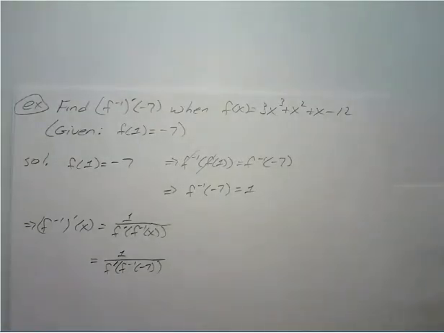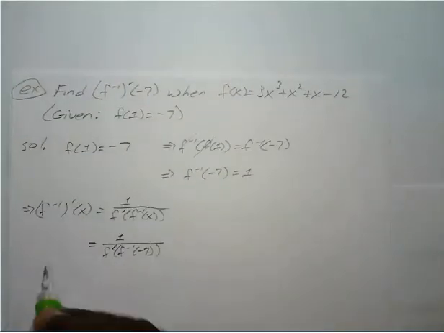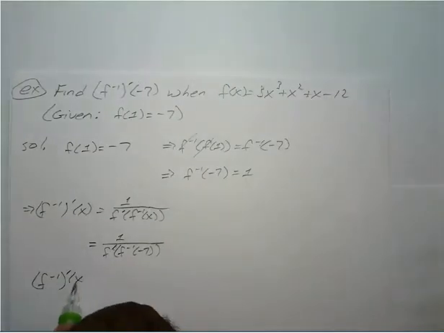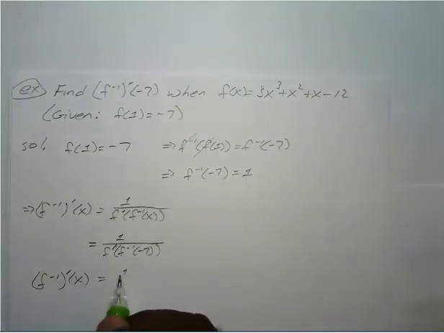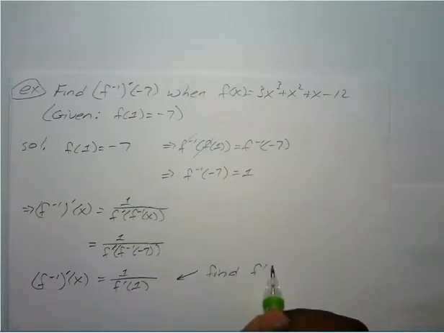Okay, but the cool thing about this is we know what f inverse of -7 is. It's 1. So f inverse prime of x is equal to 1 over f prime of 1. Okay, so what do we have to do here? Easy. We still have to find f prime of 1.